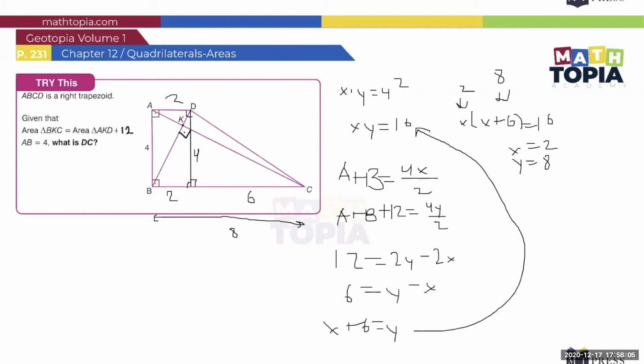And now we have this right triangle here. So we can use the Pythagorean theorem, which means DC squared is equal to 4 squared plus 6 squared. We take the square root of that, and we finally get the answer of the square root of 52, which in other words is 2 times the square root of 13. So that was the end of the chapter 12 side problem.